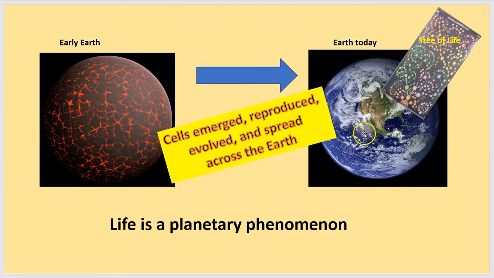And so we have then a 4 billion year story of life on Earth, where the first simplest living things spread widely across the face of the planet and evolved into the millions of species we see today. So we want to think of life then as a planetary phenomenon. Living things grew out of a rocky planet.